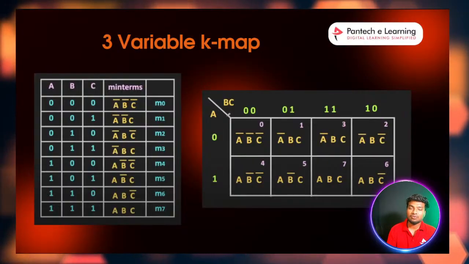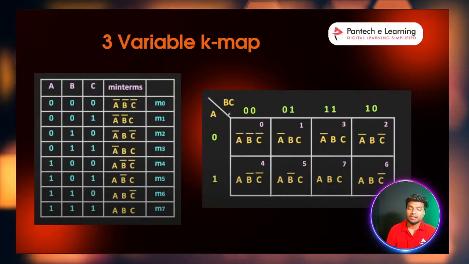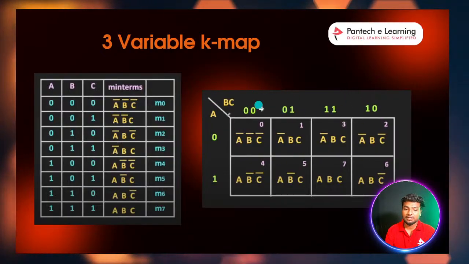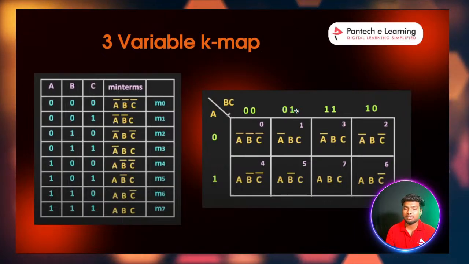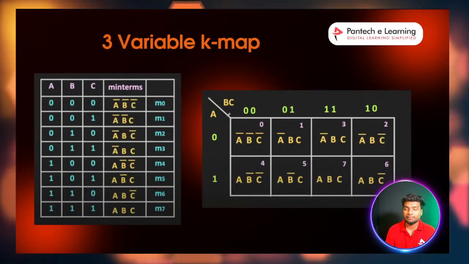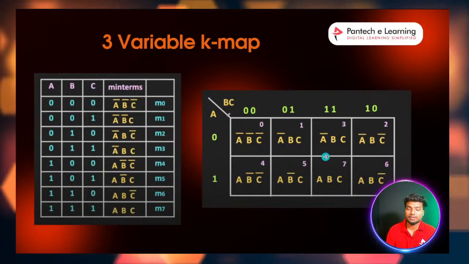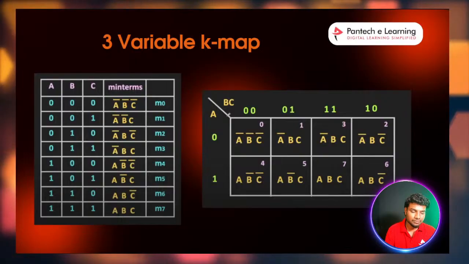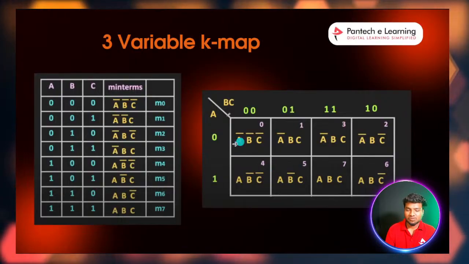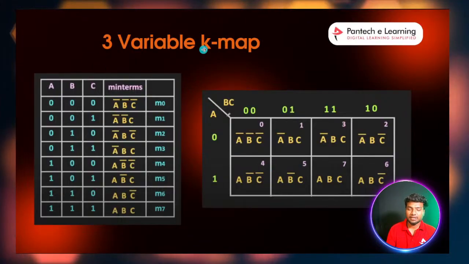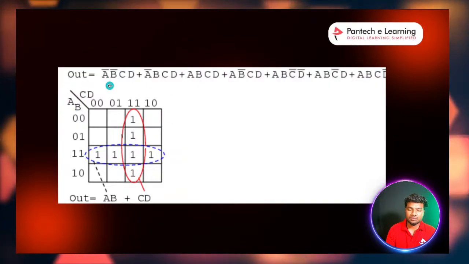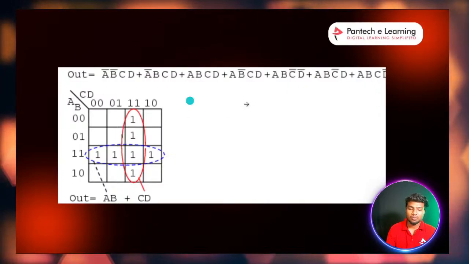We have to follow the gray code method to make the min terms in the 3 variable K-map, and then the 4 variable K-map, and then 5 variable, 6 variable. The gray code method is nothing but changing 1 bit. So this is an example for a 3 variable K-map, and this is one Boolean expression.